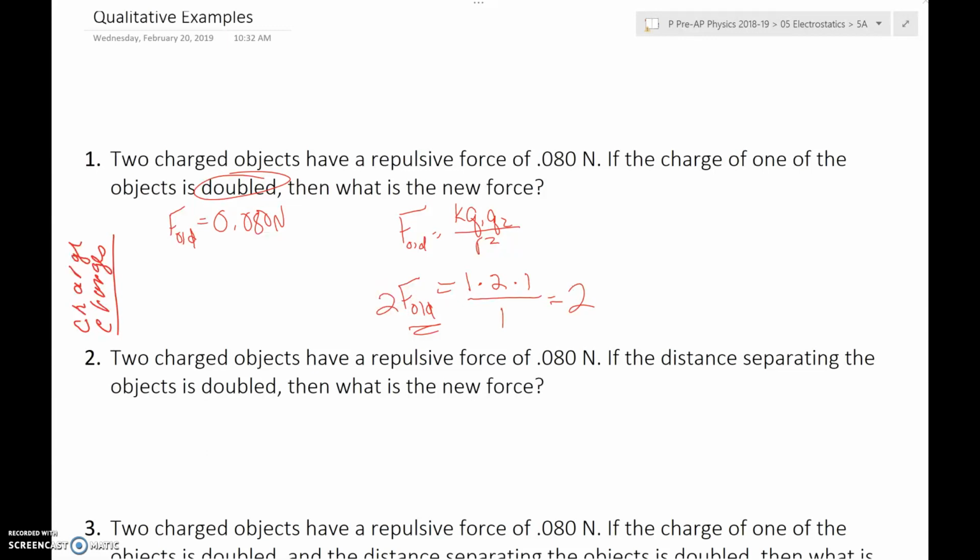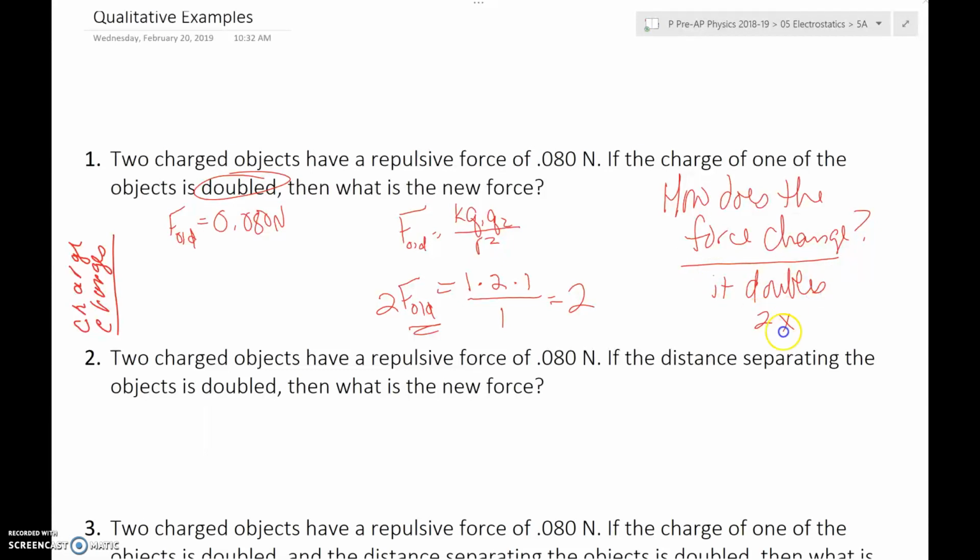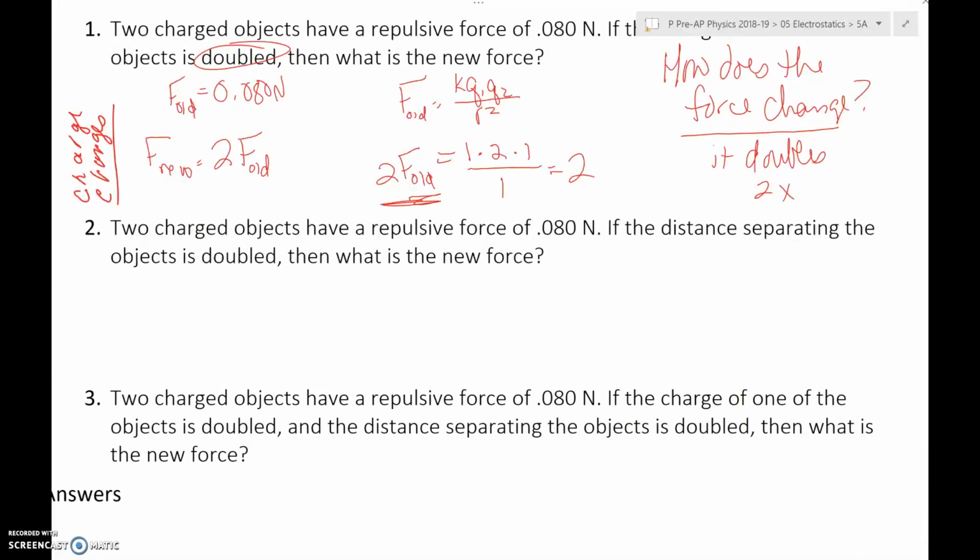Okay? So by the way, this is the answer to a second question. A second question can be, how does the force change? It doubles. Say it doubles or 2 times. So we take that doubles that we saw right here, and so our new force then is going to be 2 times the old force. We're going to repeat the same steps every time.